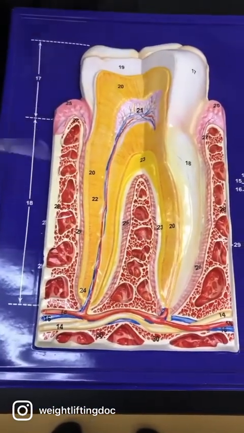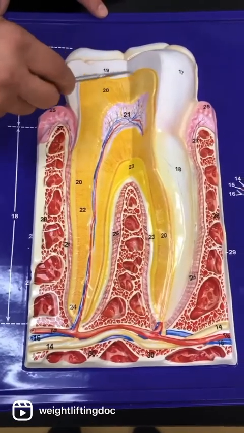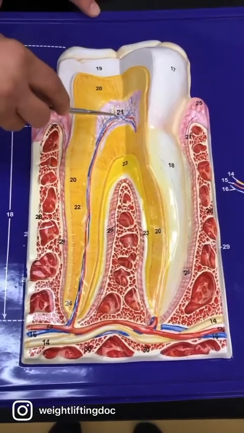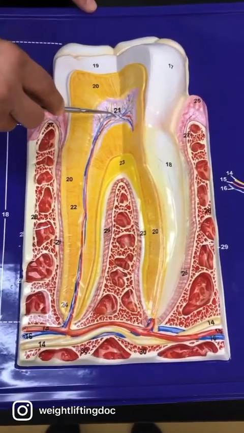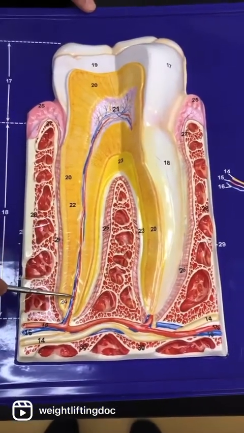Okay. Now, when we look at the structures of the tooth, on the outside we have enamel. The inside is called dentin. This is all dentin. This cavity is called the pulp cavity, and then we have a canal inside the root, and this is called the root canal.